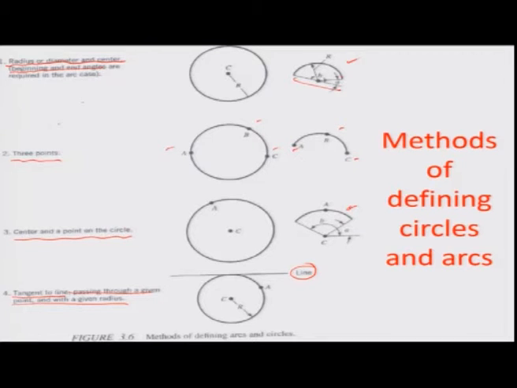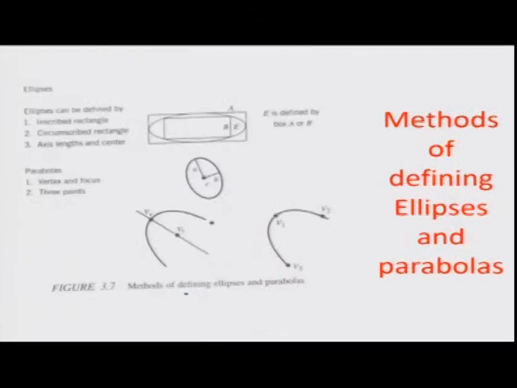We also have methods of defining ellipses and parabolas and other conics. For example, an ellipse can be represented through an inscribed rectangle or a circumscribed rectangle. You can see right here there is something circumscribing the elliptical shape, and something which is inscribing, and then you can also have axis, lengths and centers which would define it. So, it is defined by the box A or box B, an axis and lengths and a center.